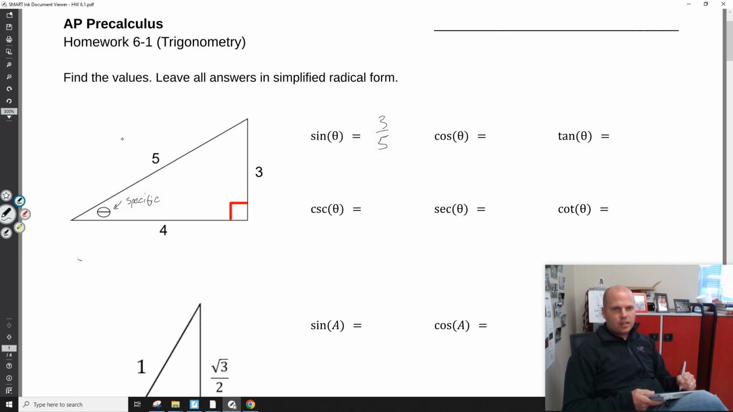That means if you wanted a hypotenuse length of 10, well, this would have to be 6. You'd have to double the side length so that you had this ratio of 6 divided by 10 equivalent to 3 divided by 5.